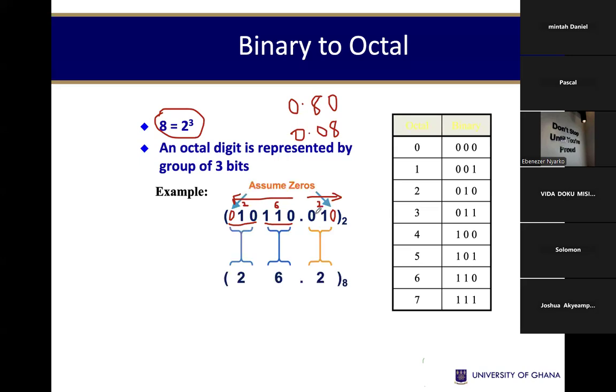Likewise, I can do the same and convert it back again to binary. If I pick the 2, I convert it into binary and make sure that it's in 3 digits. The same applies to the 6 and the 2. That's it. So I can do that and I'm good to go, right?